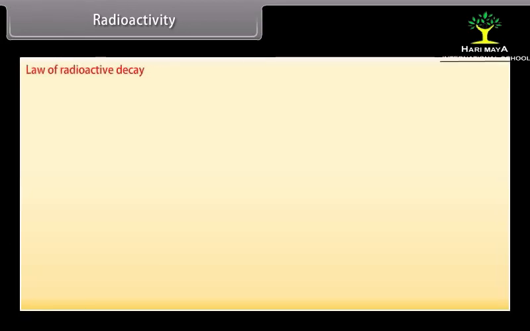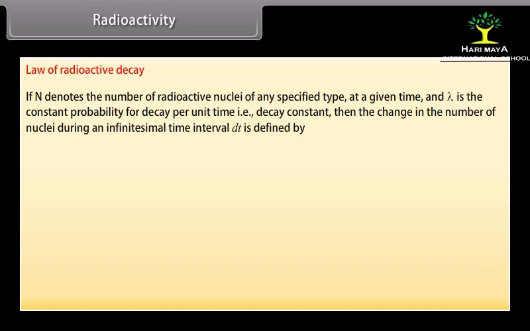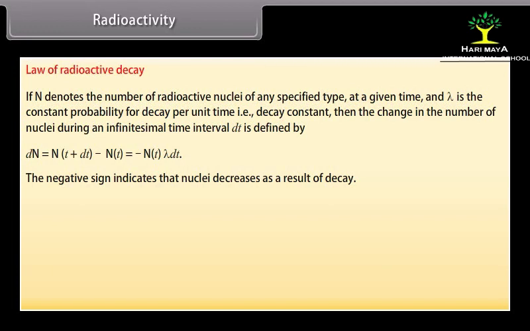Law of radioactive decay. If N denotes the number of radioactive nuclei of any specified type at a given time, and λ is the constant probability for decay per unit time, that is, the decay constant, then the change in the number of nuclei during an infinitesimal time interval dt is defined by dN = N(t + dt) − N(t) = −Nλ dt. The negative sign indicates that nuclei decrease as a result of decay.